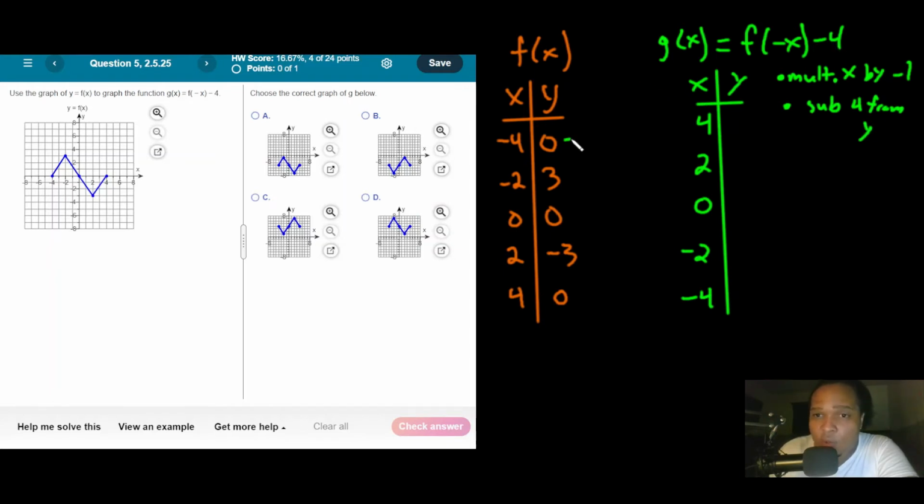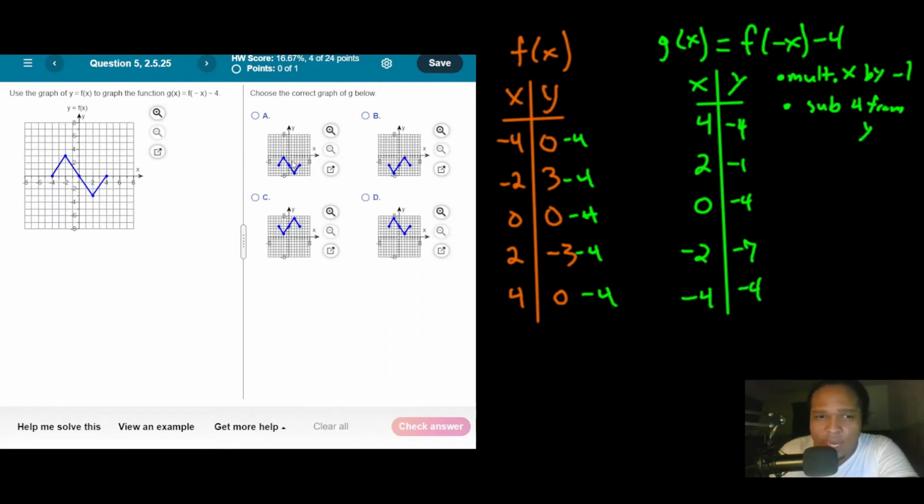So 0 minus 4 would give you negative 4. 3 minus 4 would give you negative 1. 0 minus 4 would give you minus 4. Negative 3 minus 4 would give you a negative 7. And then we have 0 minus 4 again, which will give you negative 4. That's it. We're done. So let's go ahead and match up our points.